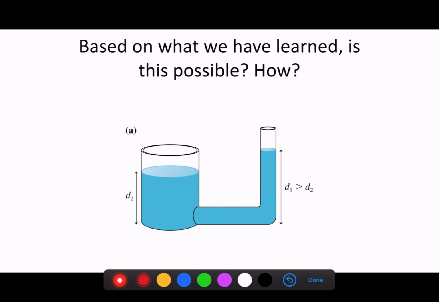Now, based on what we've learned so far, is this figure possible? And if so, how? I'll give you a moment to think about it.